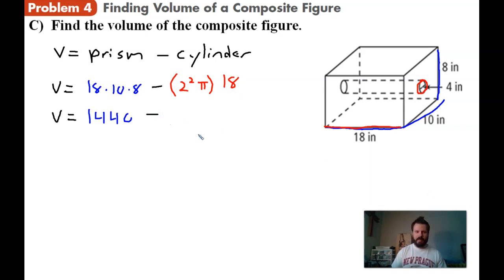I'm going to multiply that out, and I'm going to say this one doesn't make sense to leave in terms of pi, just because I'm combining something without a pi with a pi, so we'll multiply things together. And that gives me 226.2. All right, so for a total volume, we've got the larger prism of 1440. We're taking out the cylinder through the middle, the 226.2. When I subtract the two of those, I get 1,213.8 inches to the third.